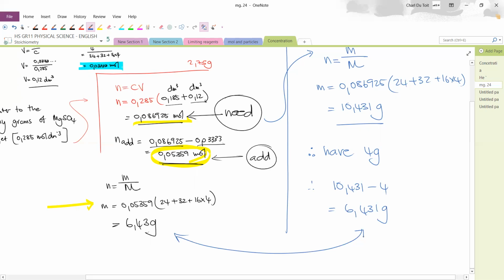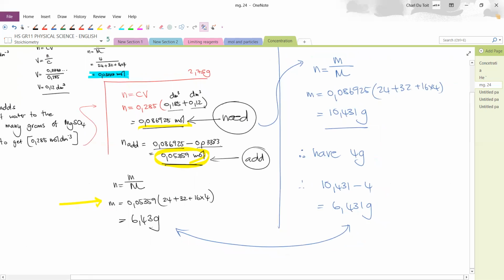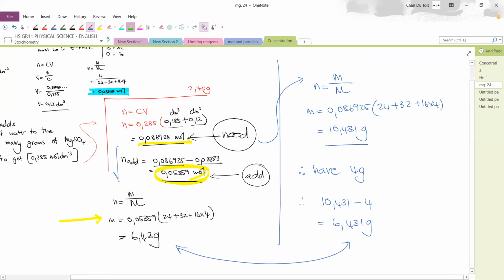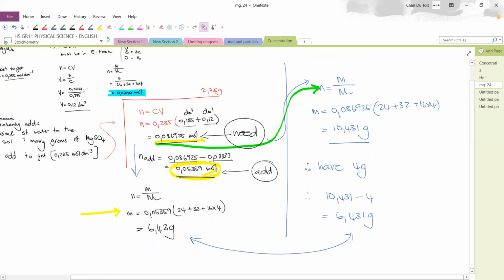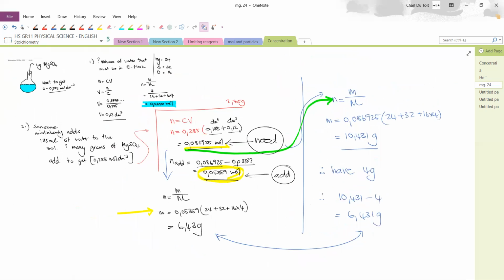That blue route feels easier actually. So instead of working in moles, like we did here, I immediately convert quickly to grams because they want to know how many grams we want to add. So as soon as possible, go to gram. We found out we need 10 gram. Oh, we've got 4 gram in it already. So that's the difference.